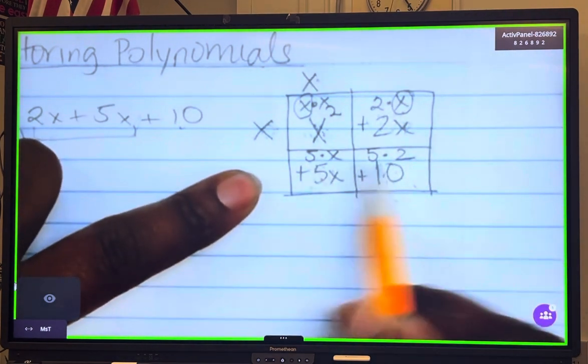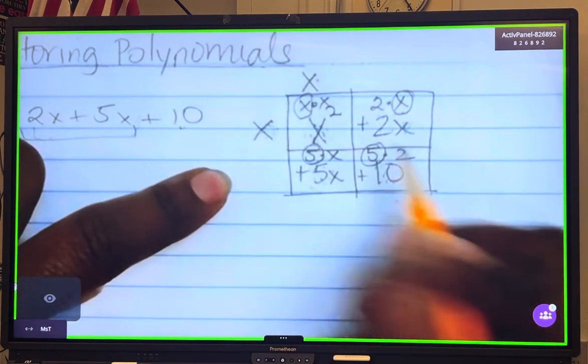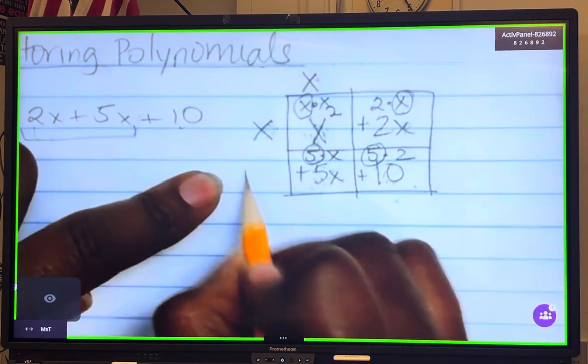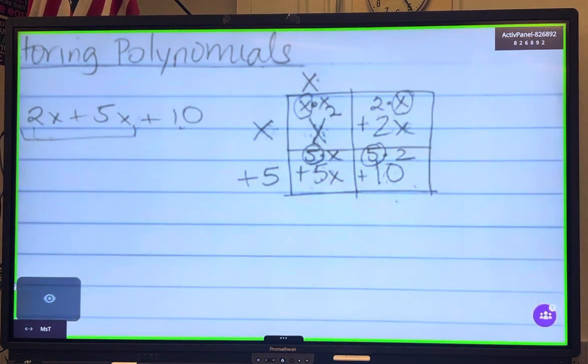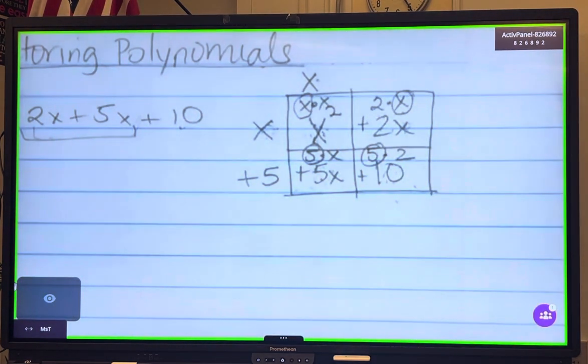What is the greatest thing that these two have in common? 5. So I'm going to pull this 5 out. What kind of 5 is it? Positive. So I'm going to put a positive 5. The only time you pull out a negative is if the leading, what's in the front, is negative. Are y'all following? Yes.